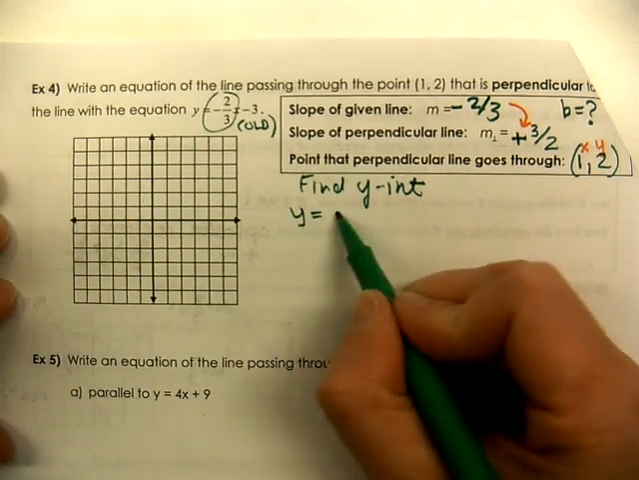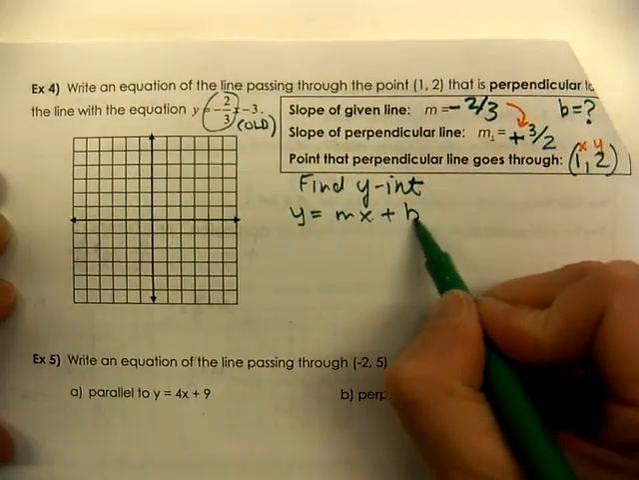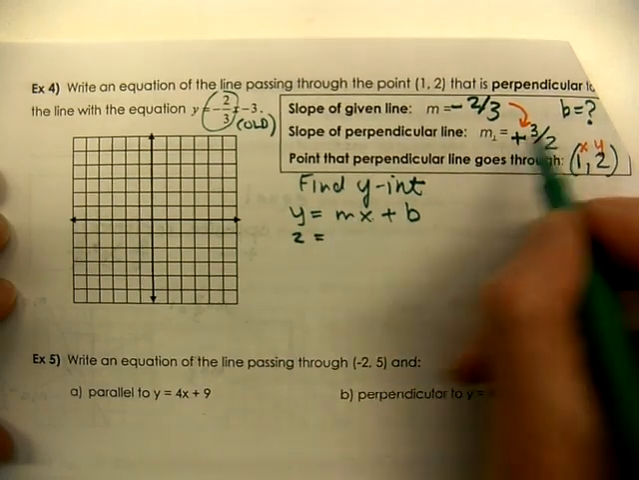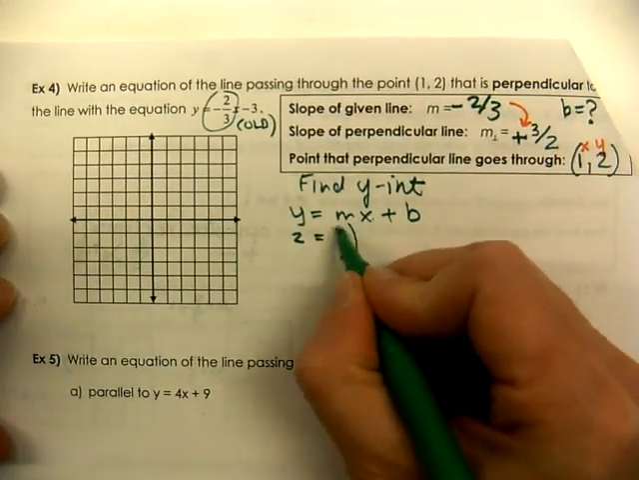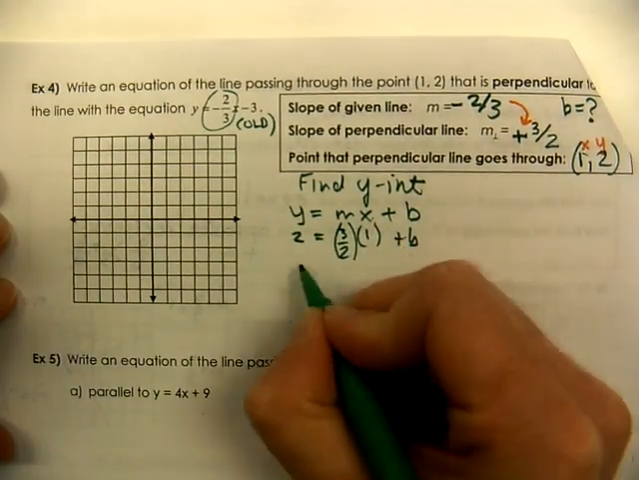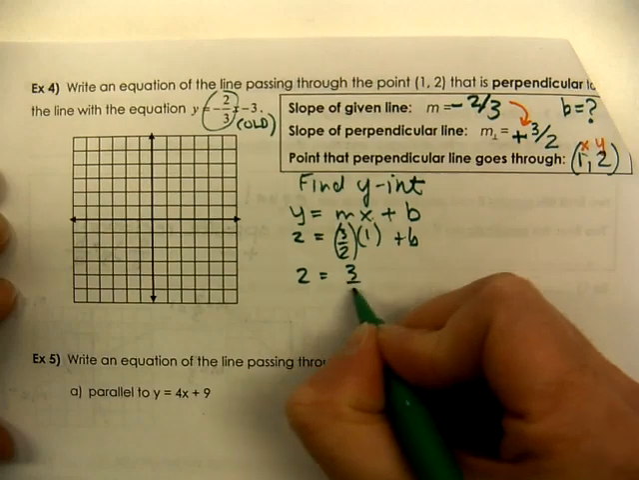So we're using y equals mx plus b again, still the equation of a line. My y value is 2. My slope is positive 3/2. My x coordinate is 1, and we're solving for b. So 3/2 times 1 is just 3/2.